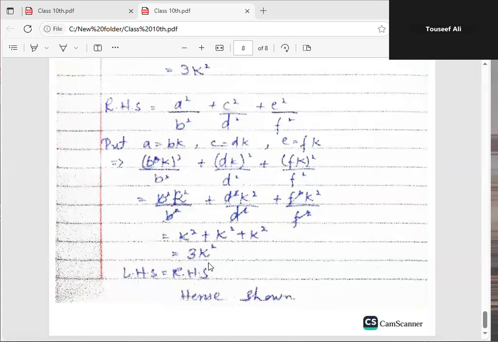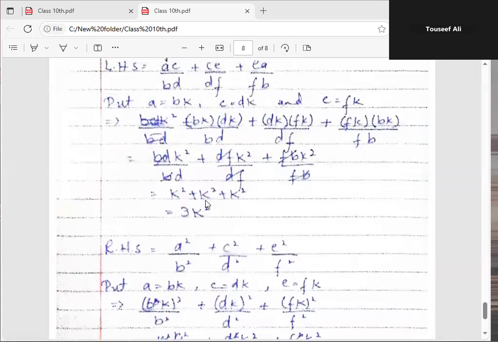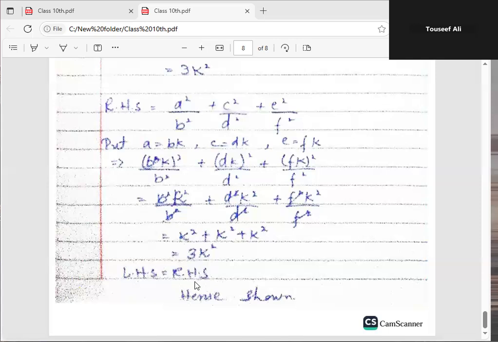Now check the left hand side. The solution of the left hand side is 3k square, and the solution of the right hand side is also 3k square. This means that the left hand side and right hand side are both equal. Hence we have shown that this question is also equal. So we have completed our exercise 18.6.